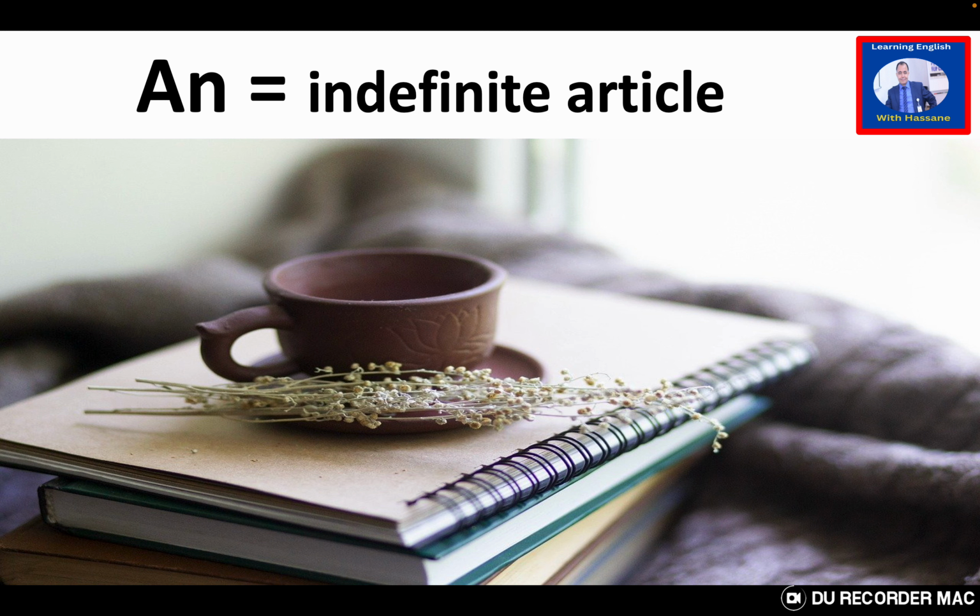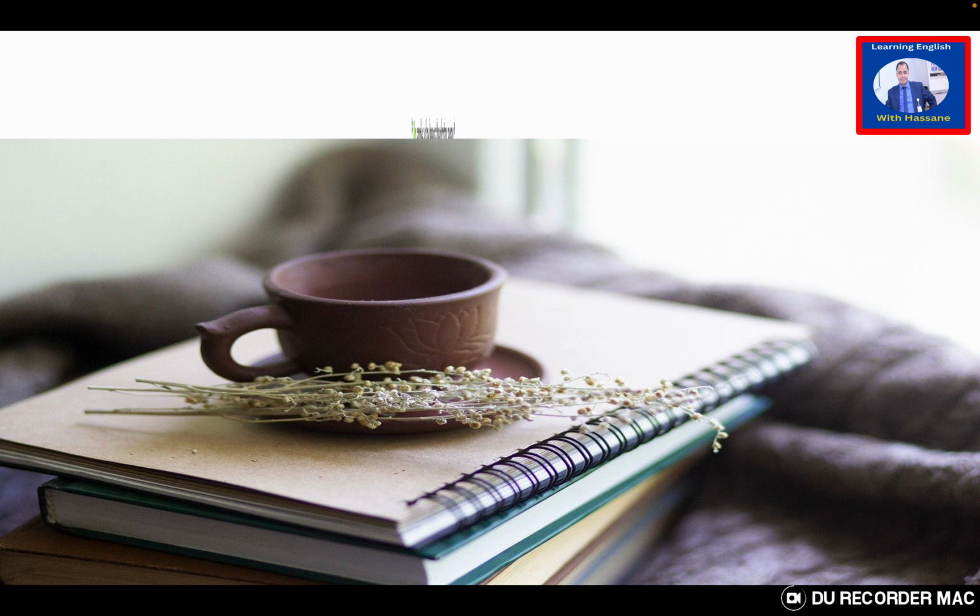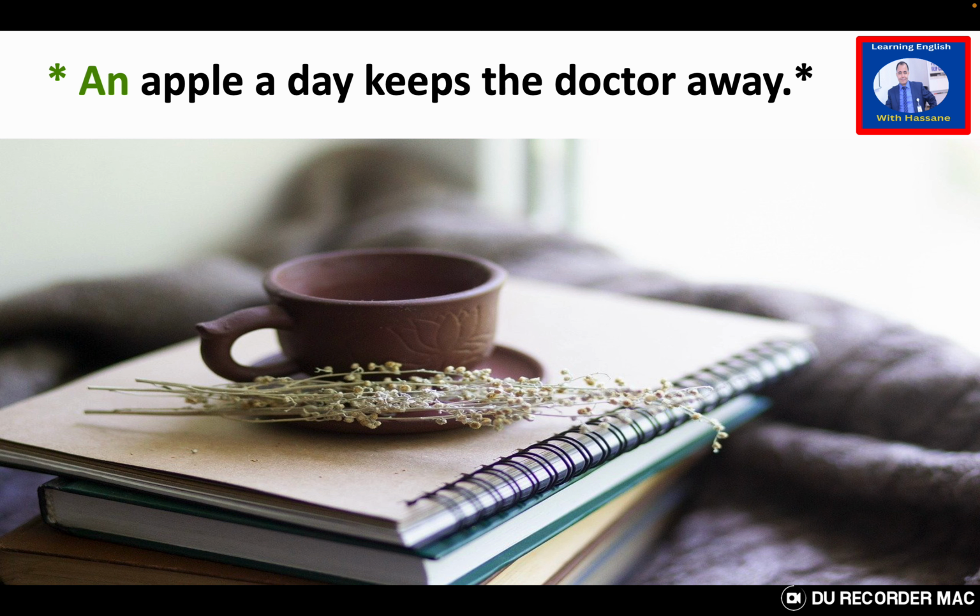An. A-N. So, an in grammar is called an indefinite article. We use it with nouns that start with a vowel. For example, apple. We don't say a apple. We say an apple. Let's see the example. An apple a day keeps the doctor away.